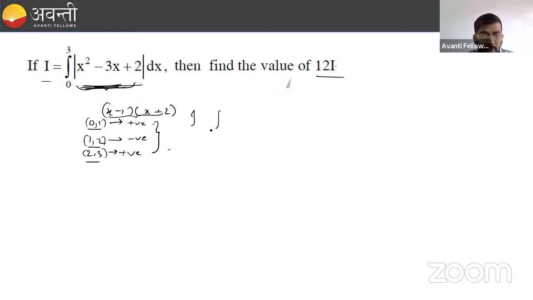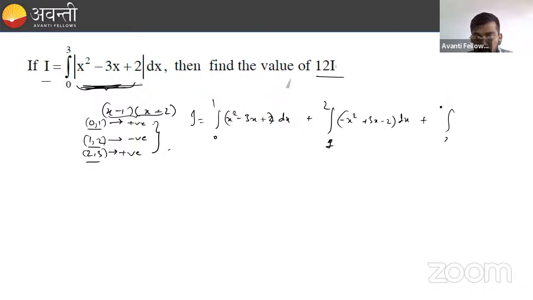We will do I equals integration 0 to 1 of x square minus 3x plus 2. In 0 to 1, this is positive, so we will write it as it is, because mod of x is equal to x when x is positive, plus integration from 1 to 2, we'll have to take care, we'll have to take out mod of x as minus x, because from 1 to 2 this is negative. So it will come out to be minus x square plus 3x minus 2 dx. Similarly, for 2 to 3, it will come out as it is.